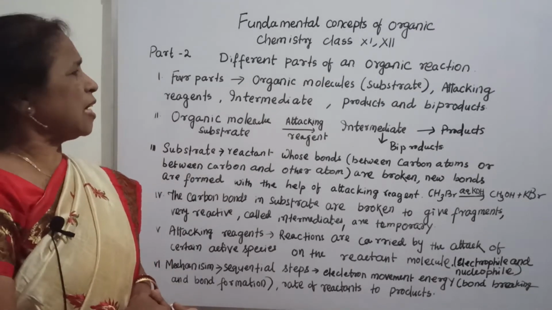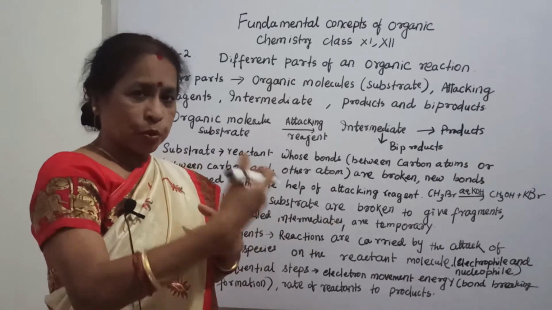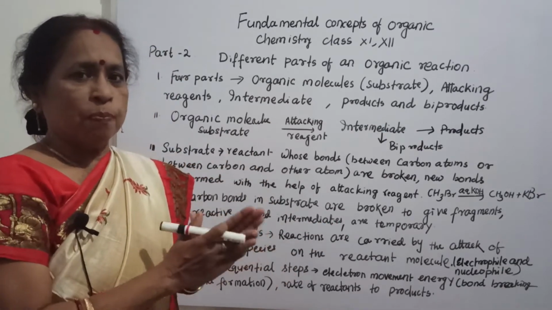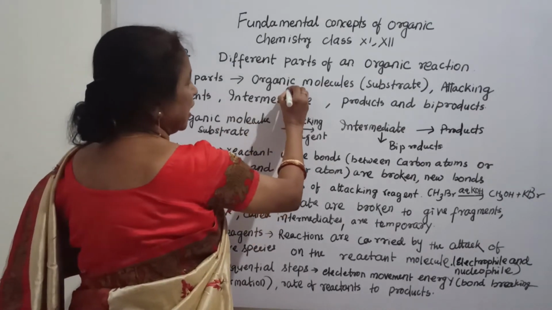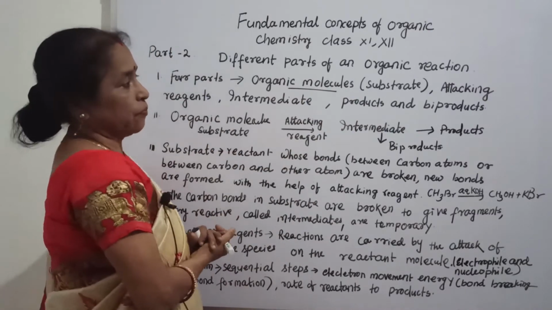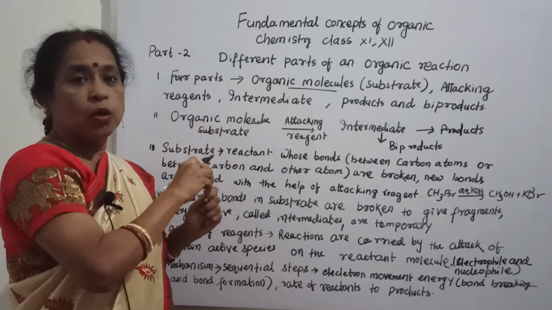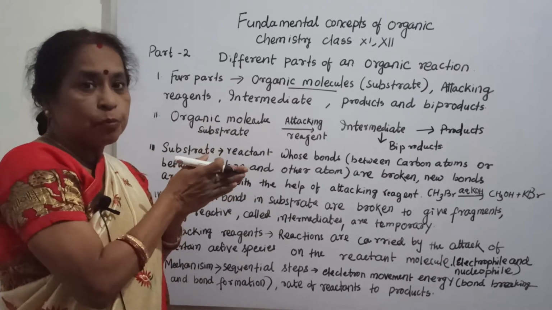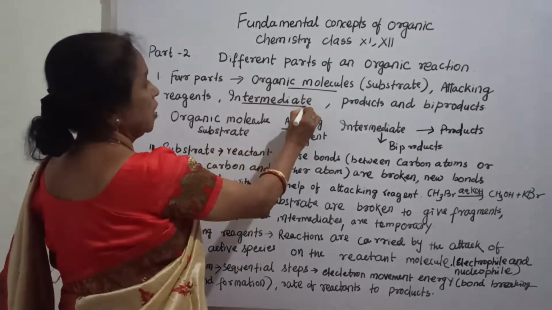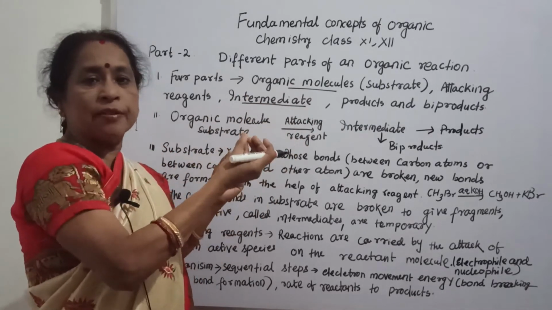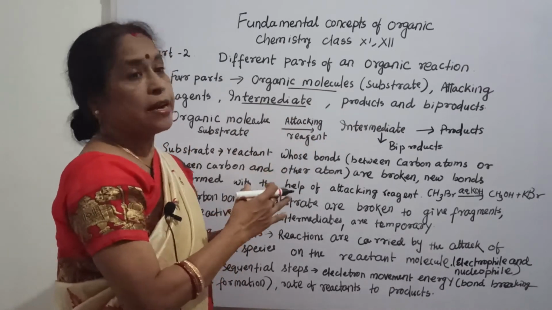Now there are 4 parts present in an organic reaction. When an organic reaction proceeds, you find there are 4 parts. What are they? First is the organic molecule, that is called substrate. Then the attacking reagent. The organic molecule and attacking reagent both combine and give first the intermediate, which is very temporary. And after that it gives product and byproduct.